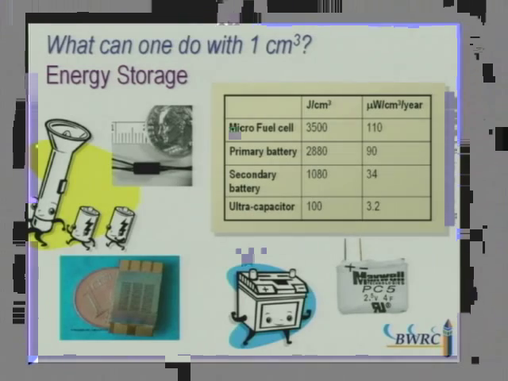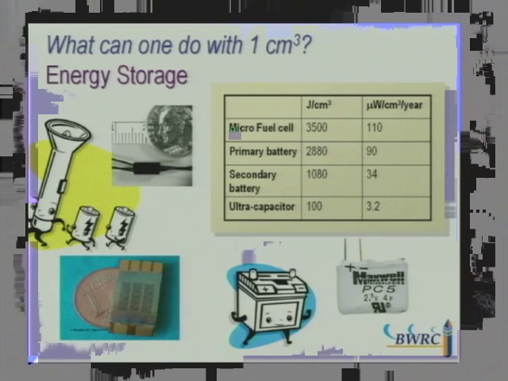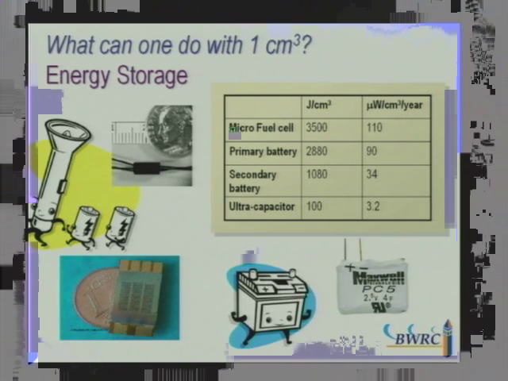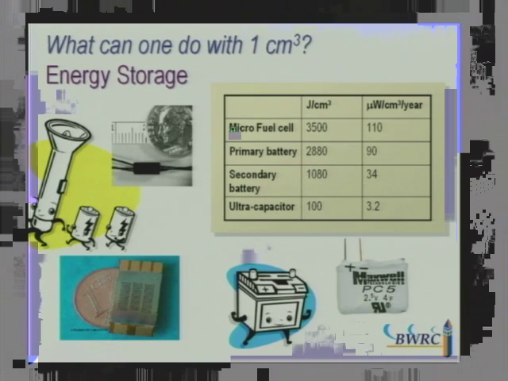So the first question you have to ask when you start building a radio like this is, how much power do I get based on a piece of volume? I put the numbers per cubic centimeter. So what can we do with a cubic centimeter? You look at battery technologies. Primary batteries, alkaline, give you about 90 microwatt per cubic centimeter per year. So if I have a radio that consumes on average 90 microwatt, I'm going to be able to run for a single year with a cubic centimeter of battery. If you take rechargeables, you lose a factor of 3 approximately, 34 microwatt per cubic centimeter per year.